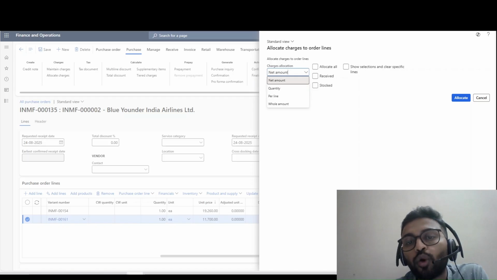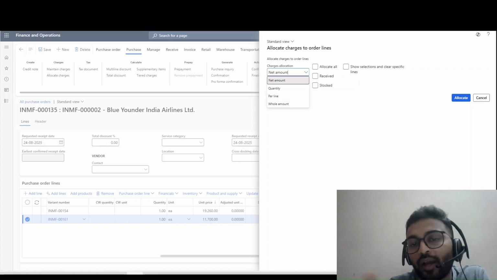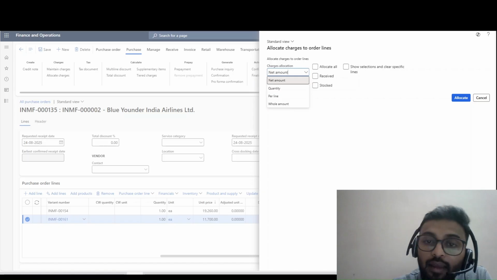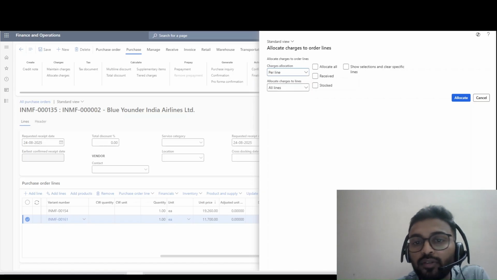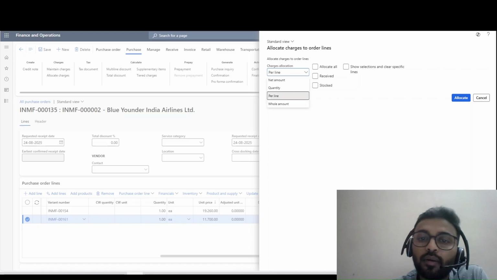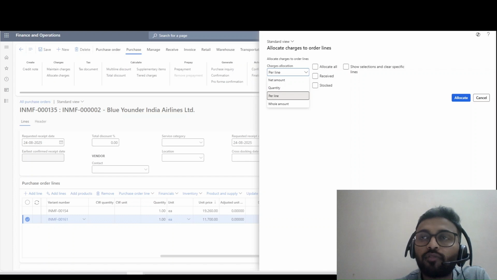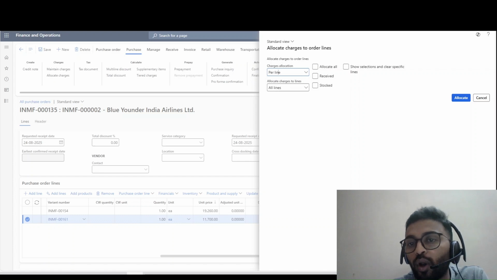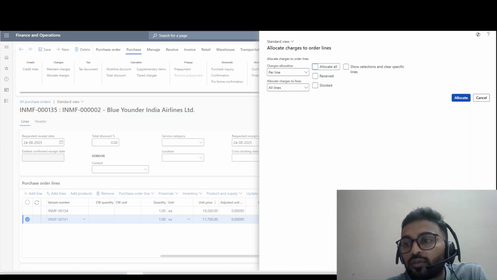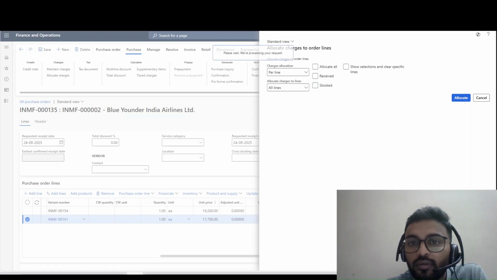I will allocate charges on a net amount basis, on the basis of the quantity. Here I have taken one quantity, so no difference. I will do it per line. Per line means it will bifurcate the same amount per line. So if I have taken 2000, then 1000 each it will take, and I will do the whole amount basis also. Right, so I'm just clicking on allocate.